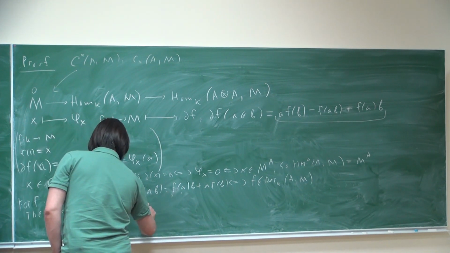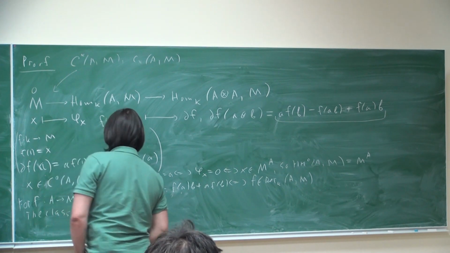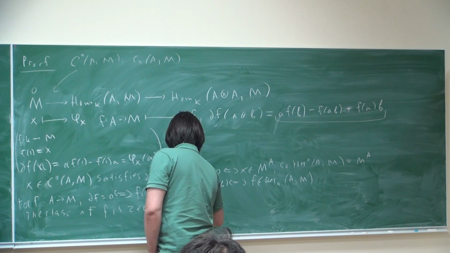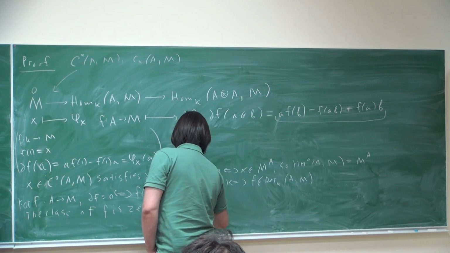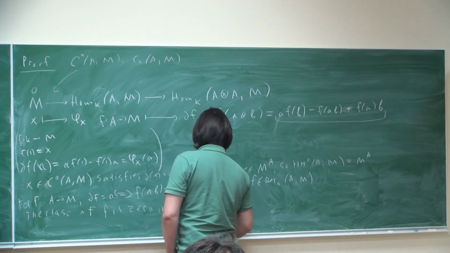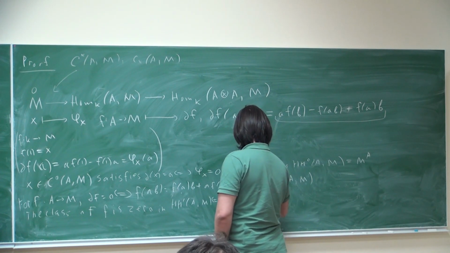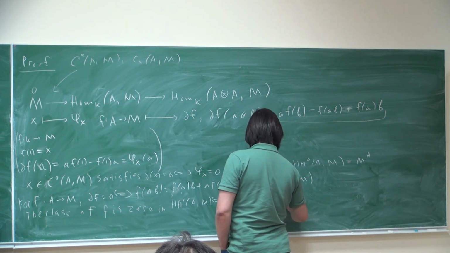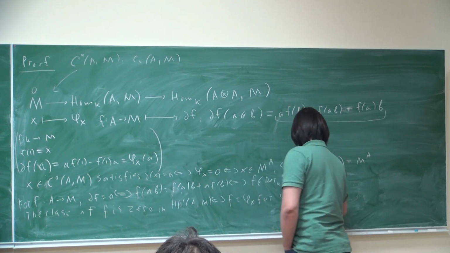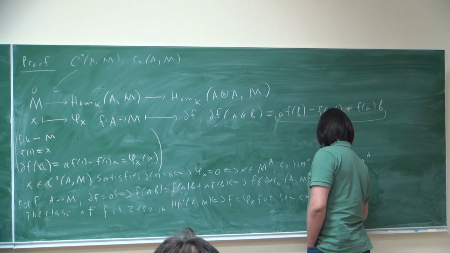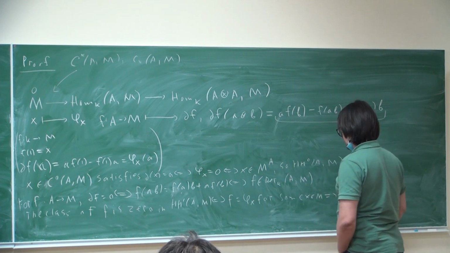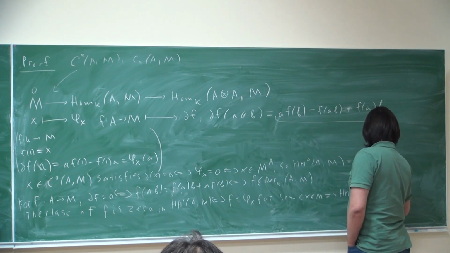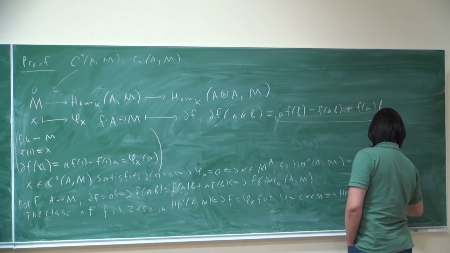and the class of f is zero in HH1(A, M), if and only if f is equal to phi_x for some x in M. Hence HH1 of A, M is the set of all derivations modulo inner derivations.